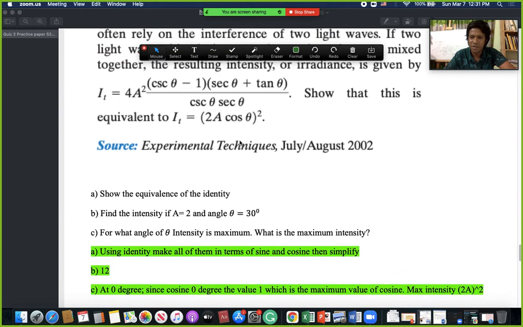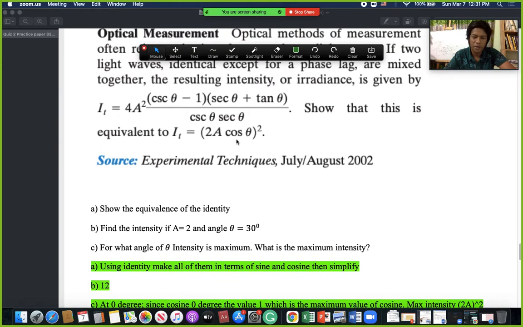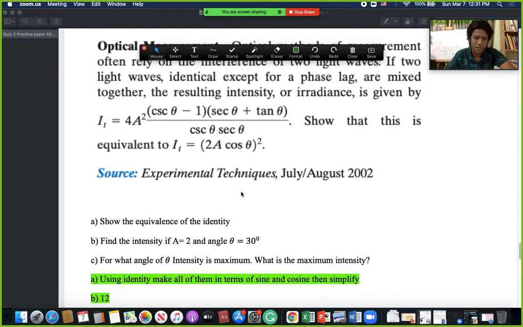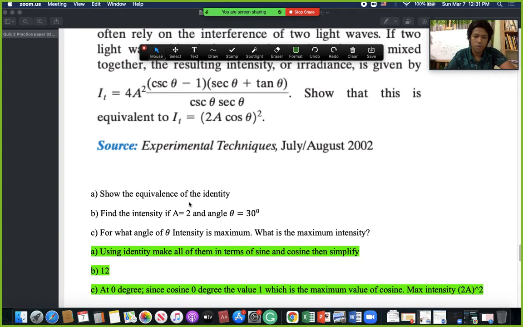Also, we have given it in one of our homework, so I hope you already understand it. You already know that. Find the intensity if A equals 2 and angle theta equals 30 degrees. So theta equals 30 degrees given, A equals 2 given. You put this 2 value here, then you get the solution 12. And for what angle of theta is the intensity maximum? What is the maximum intensity?